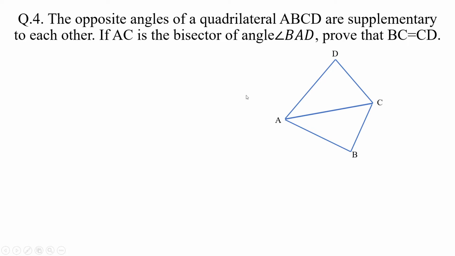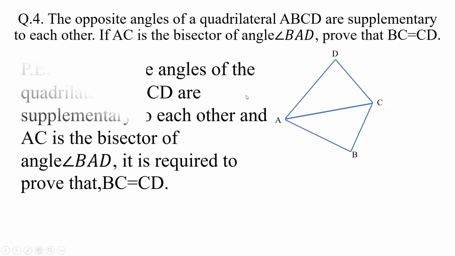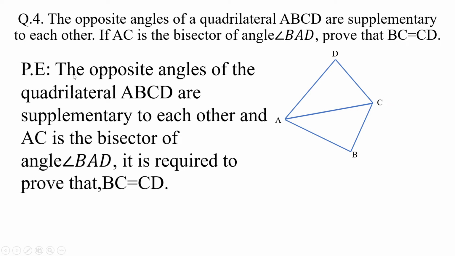Now let's see the particular enunciation. The opposite angles of the quadrilateral ABCD are supplementary to each other, and AC is the bisector of angle BAD. It is required to prove that BC equals CD. Now, proof.